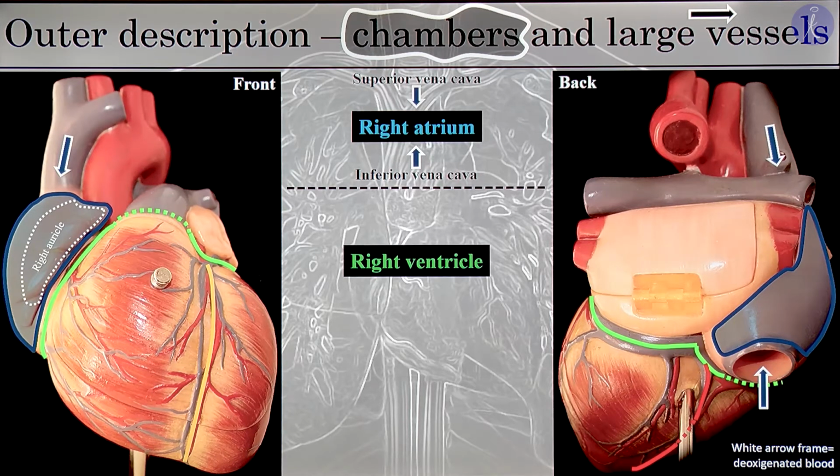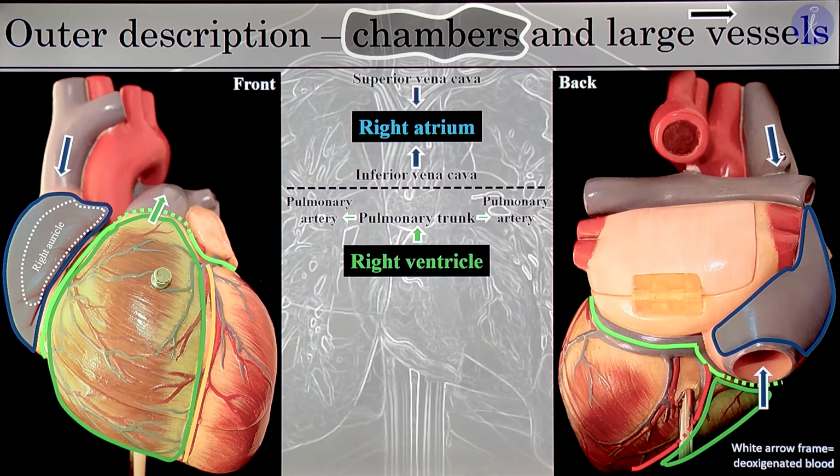The next chamber is the right ventricle, which is located here on the anterior and visible mostly there on the posterior view. From the right ventricle, the pulmonary trunk starts. That one is here. And from the pulmonary trunk, pulmonary arteries start to both directions. These are visible both anteriorly and posteriorly.